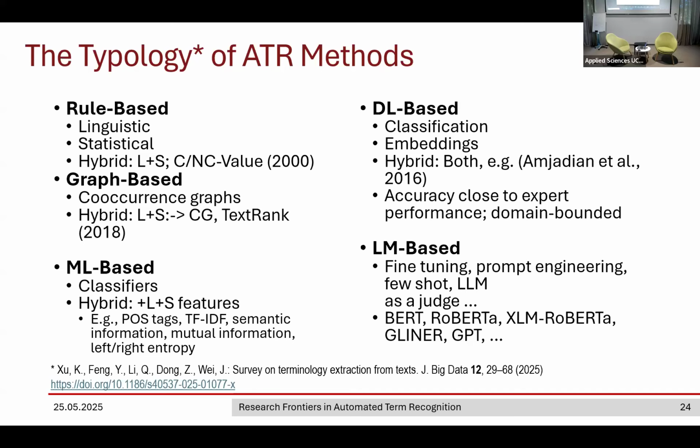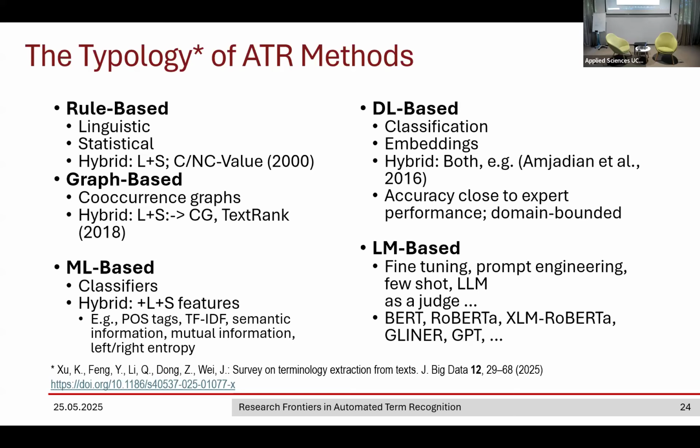So machine learning based are the methods which were classifiers. Those methods also were hybrid, including linguistic and statistical information about the term candidates as the features for the network. For example, such features as part of speech tags, TF-IDF frequency, semantic information, mutual information, left-right entropy, which is the predecessor of embedding analysis, and so on.